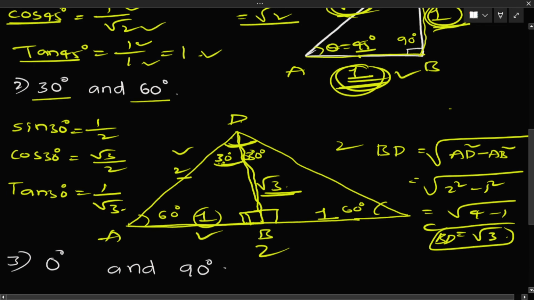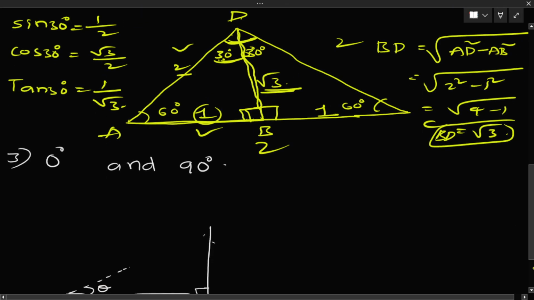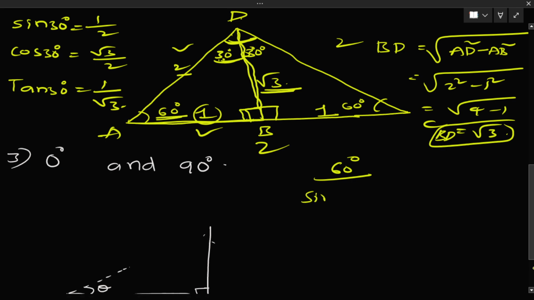So now we will find 60 degrees. For 60 degrees, considering 60 degrees here, sin 60. Sin 60 means opposite is root 3 and hypotenuse is 2. So sin 60 is root 3 by 2.